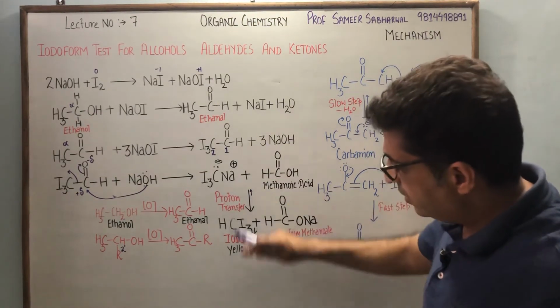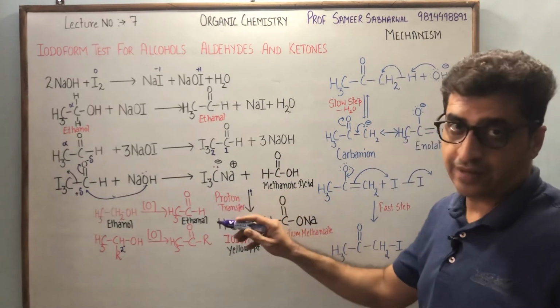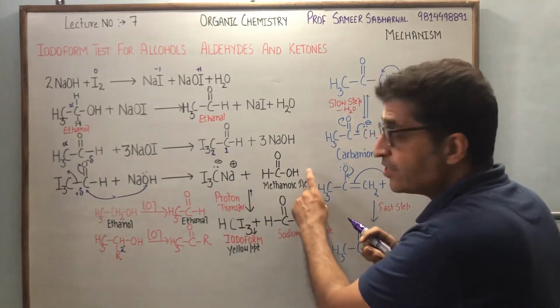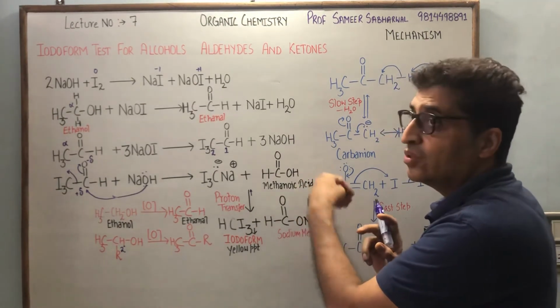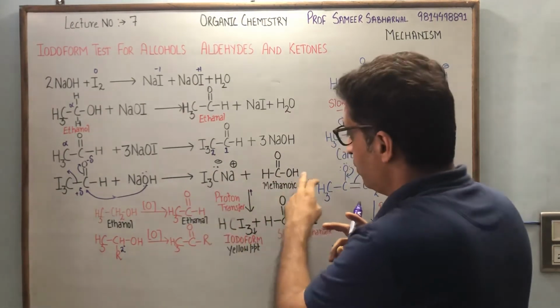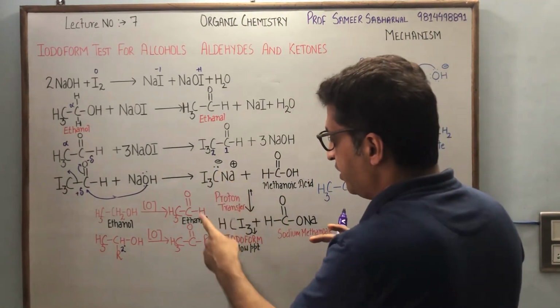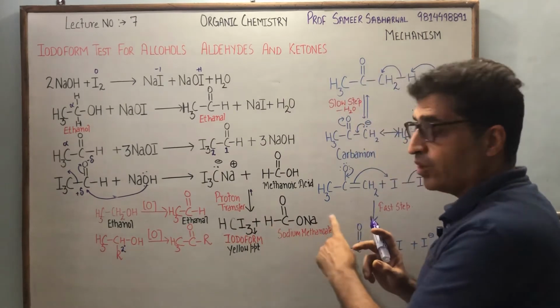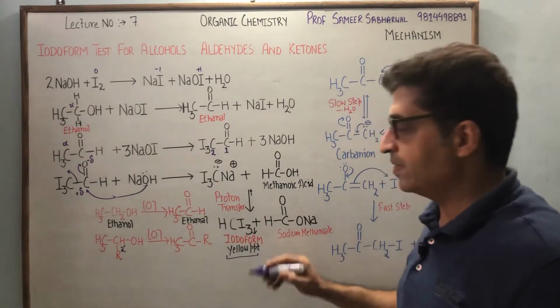Equilibrium lies towards the product; there is a proton transfer. This is more acidic, so the more acidic molecule has more tendency to lose a proton. The proton comes out from here and attaches here, and you get CHI3 plus HCOONa. So we get iodoform as a yellow precipitate.